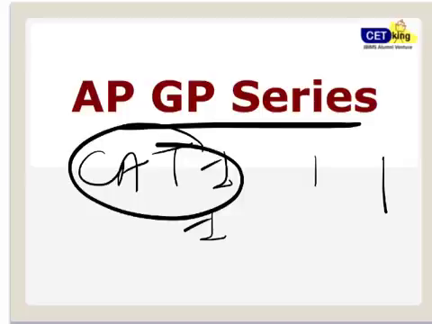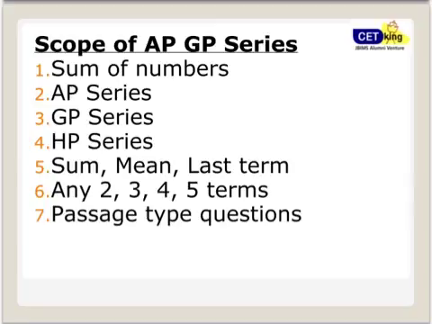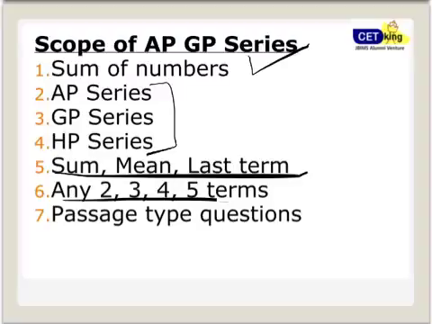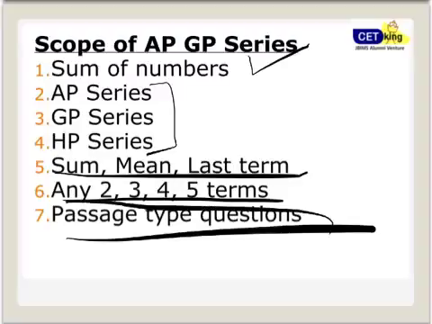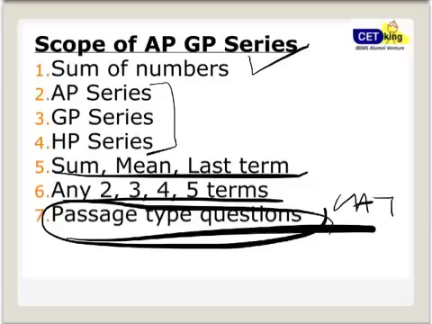So we'll take a few examples of CAT as well. We'll cover all these things today. Alright, so this is the scope of your AP GP series. We'll start with the sum of the numbers, followed by AP, GP, HP, these three statements. Sum of the numbers, mean of the numbers, last 5 digits, and the passage type questions which are common in the CAT exam. And that's the scope for today.